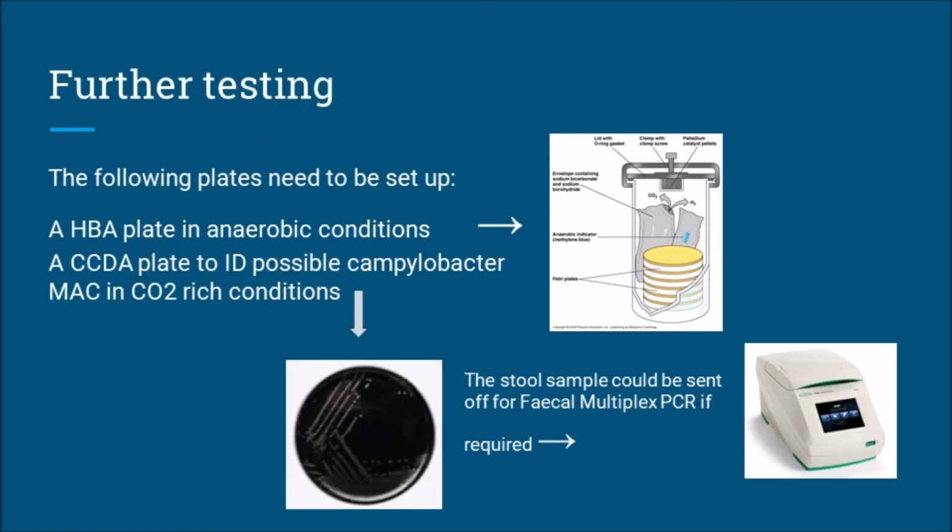Further testing is required to identify a possible cause of the symptoms, including incubating the stool sample cultures on HbA anaerobically, the MacConkey agar in microaerophilic conditions at 42 degrees Celsius, and setting up a CCDA agar plate to incubate in CO2-rich conditions. This would identify Campylobacter and any strict anaerobes, which are the likely cause of infection, following investigation of the case notes and initial results. The stool sample could also be sent off for further testing using multiplex PCR, which could not be completed in the microbiology lab.